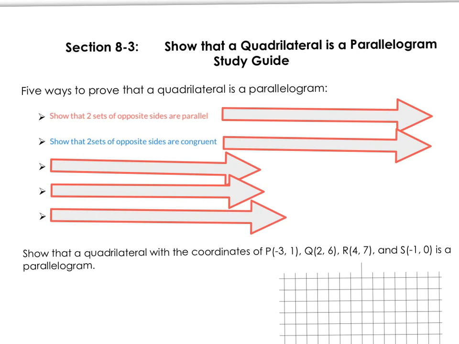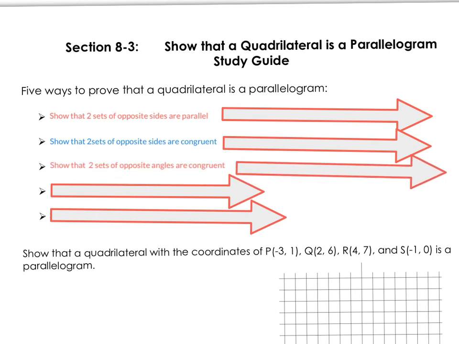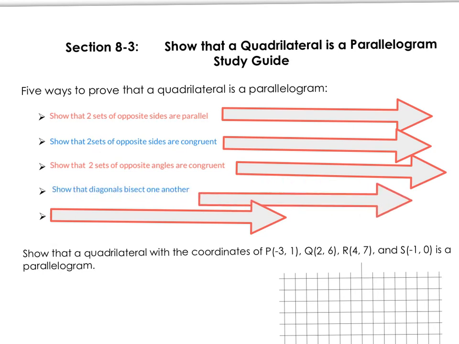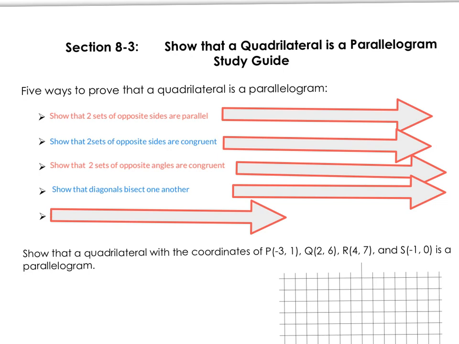The third way, we can show that 2 sets of opposite angles are congruent. Now the fourth way, we could show that the diagonals bisect each other. So far this is probably seeming very familiar to you. And you're probably guessing, because this 5th one is a little bit of a wild card, so maybe you're guessing, oh, we just have to show that adjacent angles are supplementary.